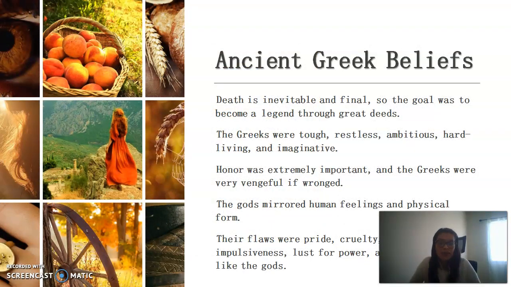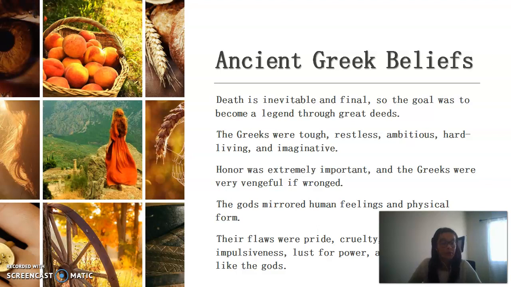Beliefs of the Greeks: well, they thought that death was the end, we should get there, okay, but we were going to do it in a very heroic form. It's not that you were going to die in your bed and that's it. No, something else was going to happen in order for you to die. So they used to explain all that. They used to think that Greeks were tough, restless, ambitious, hard-living, imaginative. I agree, they were very imaginative, I'll say. Honor was extremely important. They were going to be fighting for that all the time.